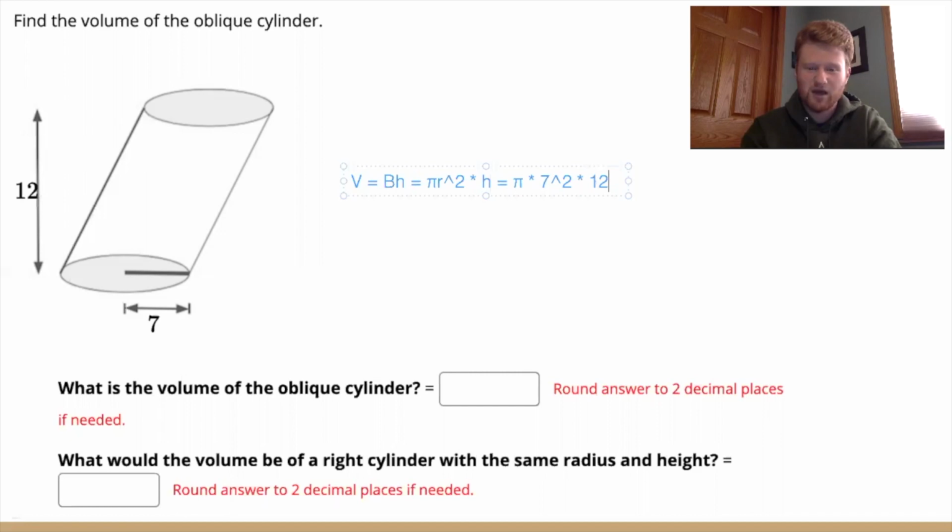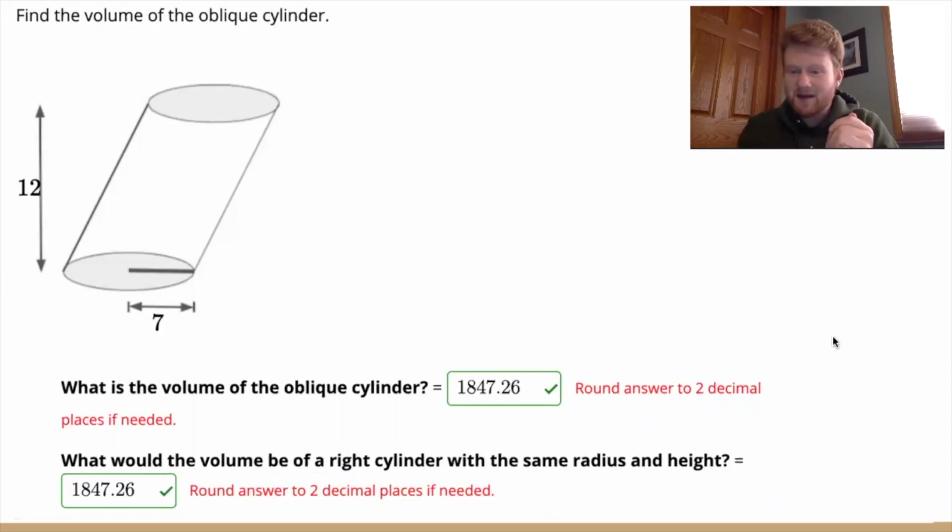So that's going to be times 12, and that will equal 588 pi for a grand total of 1,847.26. And if you've watched this video all the way, thank you for tuning in. But I've given you basically a free point because the second question is what would the volume be of a right cylinder with the same radius and the height? And like we just mentioned, it's exactly the same. So it's 1,847.26.